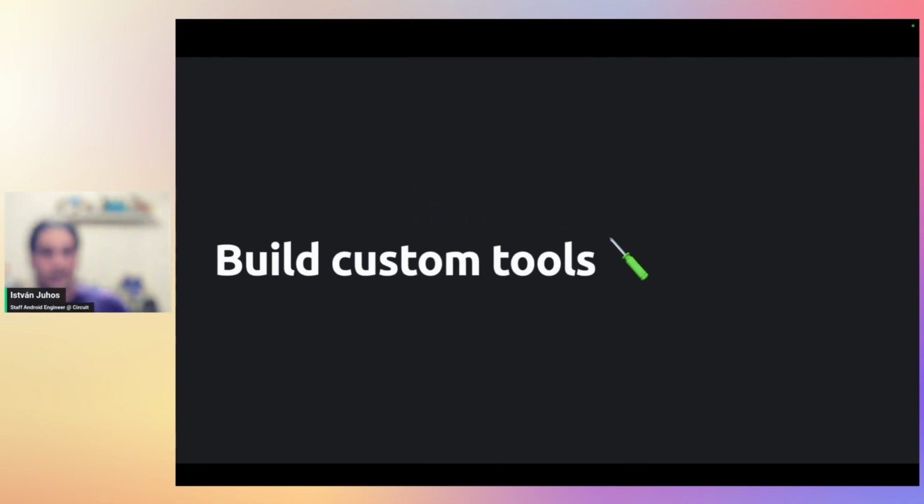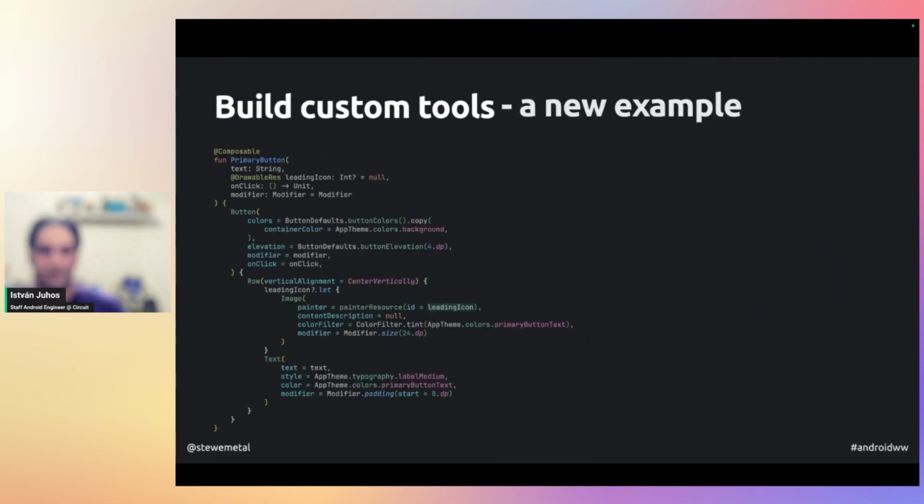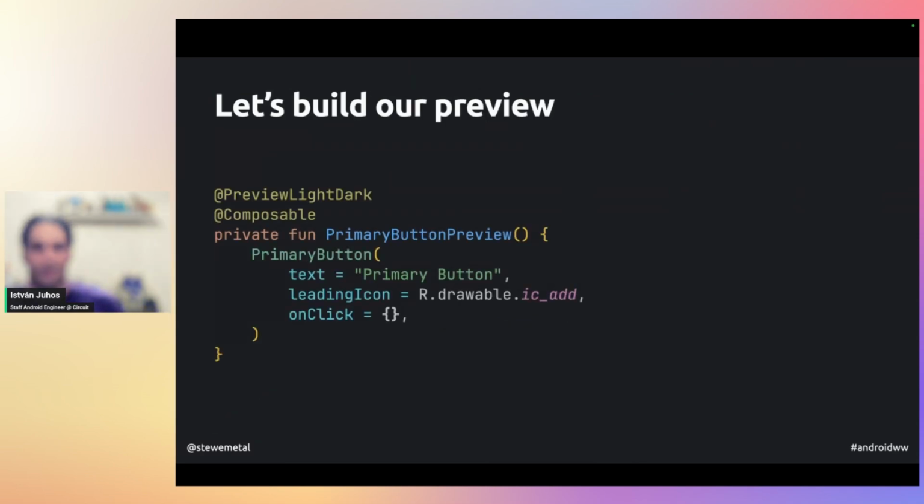Okay, the next topic is let's build custom tools for our previews, because why not? Here's a new example that we will be looking at. This is just a normal primary button with an icon and a text. You don't have to parse it. You will see previews of it shortly. So let's build a preview for this primary button. We slap the preview light dark multi-preview annotation there, because we want to see a dark and a light mode preview of our button, because it's a main component of our UI.